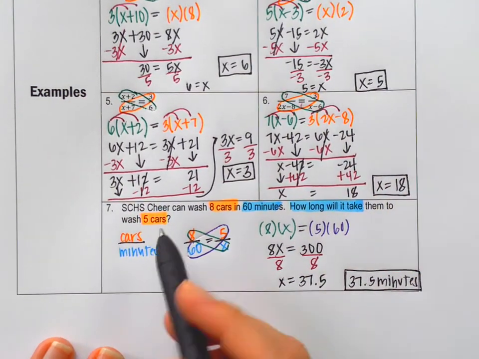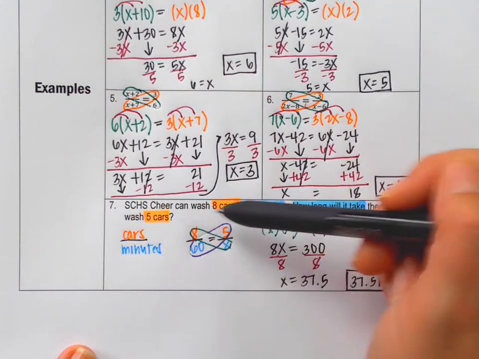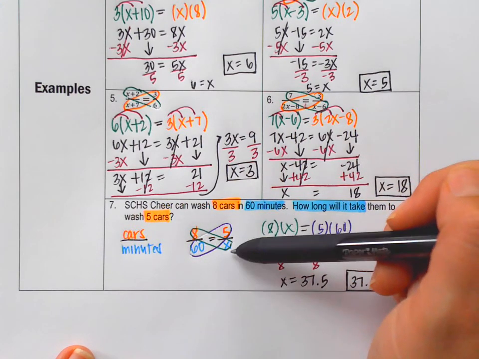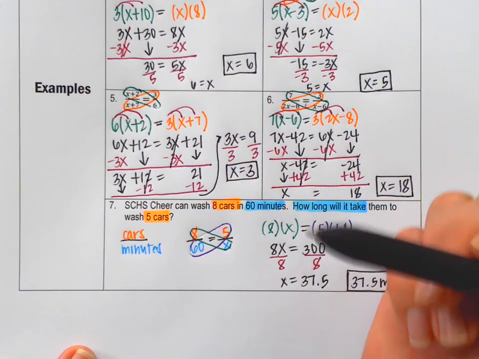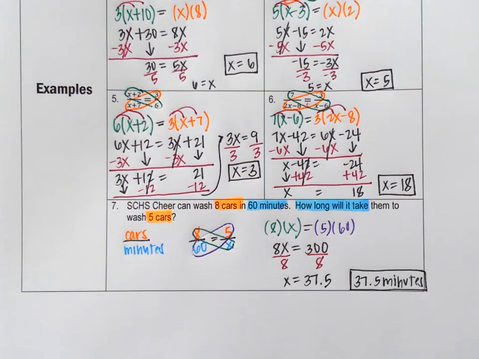Now, like I was saying before, you can set this ratio up any way. You could have done cars to cars is equal to minutes to minutes. So you could have done 8 to 5 is equal to 60 to x, and you would have gotten the same thing. You just have to stay consistent. So I prefer to do it like this. Doesn't matter. You should still get to the same answer.